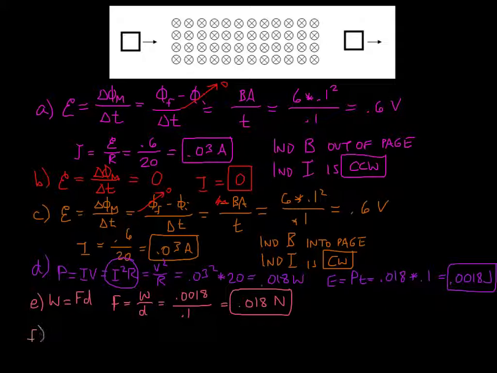And we can confirm that in part F by using the equation for the force on a current in a magnetic field. F is equal to ILB sine of theta. We don't have to worry about the sine of theta since it's perpendicular to the field, so just I times L times B. The I was solved for as 0.03 amps times the length of one side of the wire, which is 0.1 meters, times the magnetic field that is entering, which is 6 Tesla. And when you multiply those three together, you get the same force you got in part E, which is 0.018 newtons.